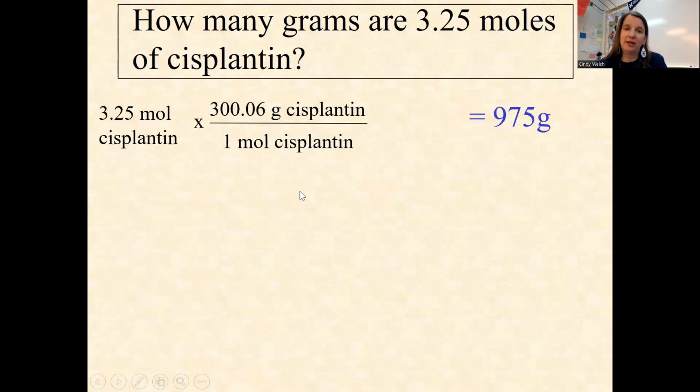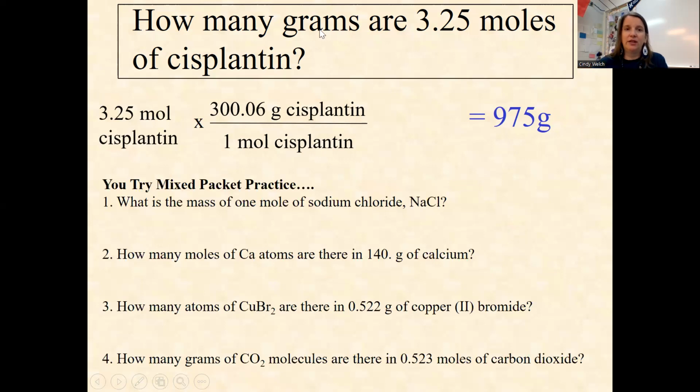So we just multiply. This value here has 3 sig figs, which is why our answer has been rounded to 3 sig figs. So let's go ahead and try some mixed practice here. So we're trying to find the mass of 1 mole of sodium chloride. You do not have to do any kind of conversion or anything. When it says the mass of 1 mole, that is referring to molar mass.